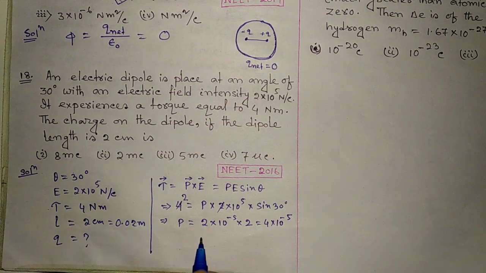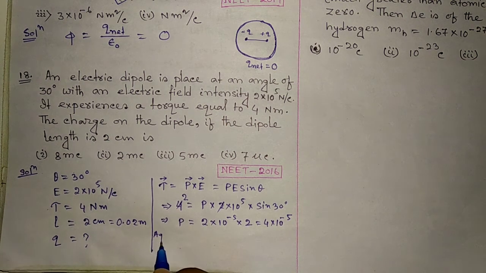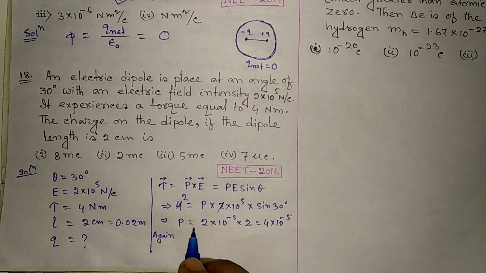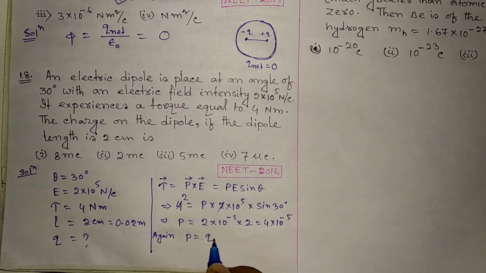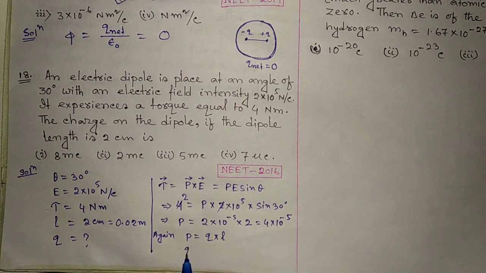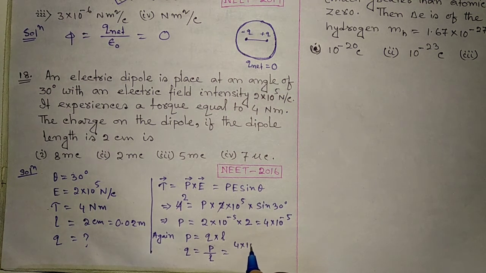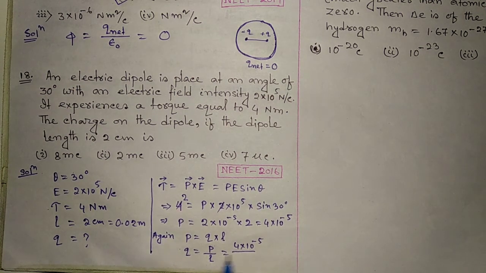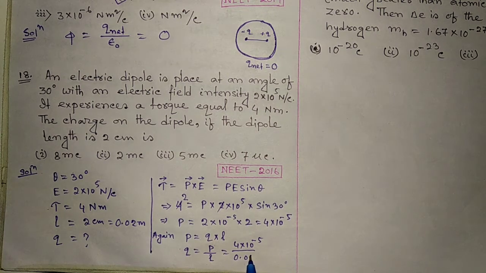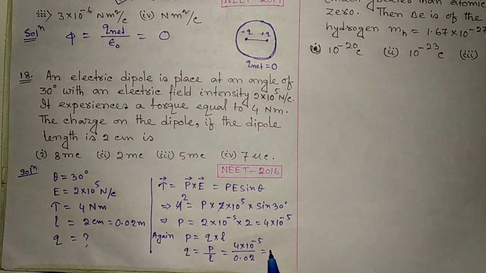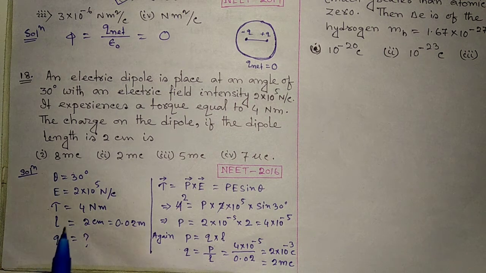Now again we know P is equal to Q into L. Now Q is equal to P by L. P is 4 into 10 to the power minus 5 divided by L, which is 0.02 meter. So it will be 2 into 10 to the power minus 3 Coulomb, which is equal to 2 millicoulomb. The right answer is option number 2, 2 millicoulomb.